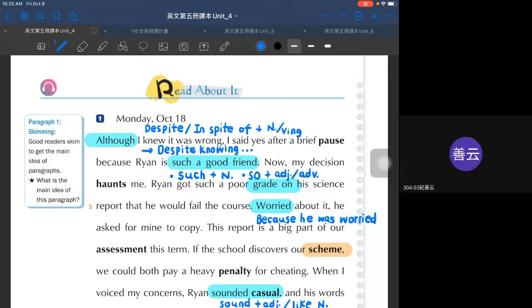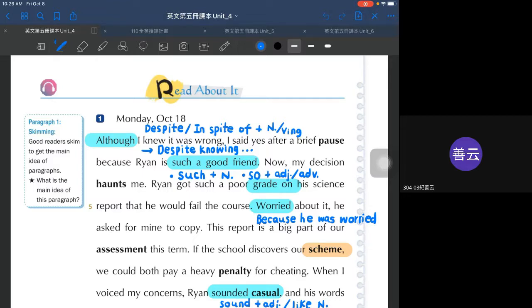Says, although I knew it was wrong, I said yes at a brief pause because Ryan is such a good friend. So we know we can use such and you put a noun behind, and then use so, an adjective and adverb, right? And for the word although, you can also use a word like despite and in spite of. But here you have to pay attention. If you want to make a sentence like this, you have to make sure the two subjects of the two sentences are the same.